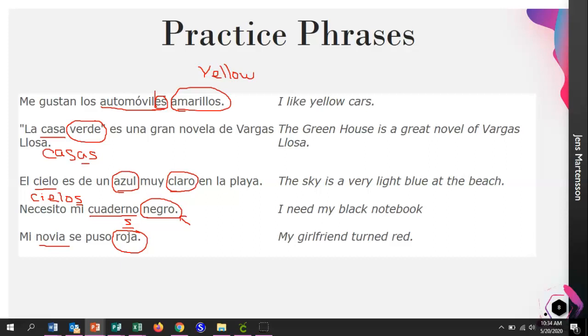The last sentence reads, mi novia se puso roja. My girlfriend turned red. Novia is the noun, it's singular, so then roja will also be singular. Here's my point with these practice phrases. They are super important. Why?